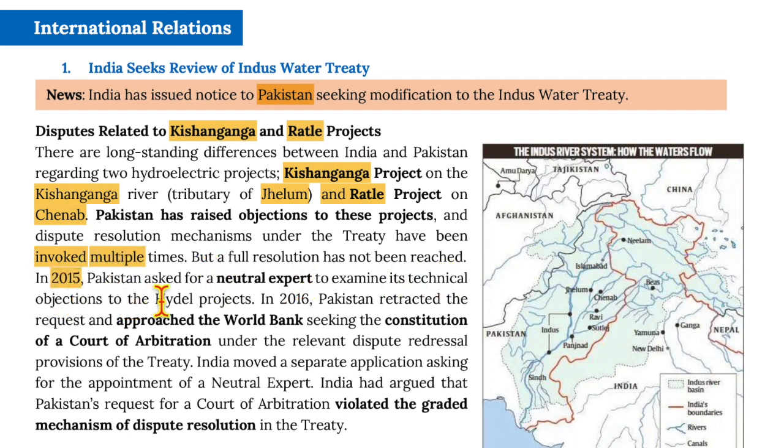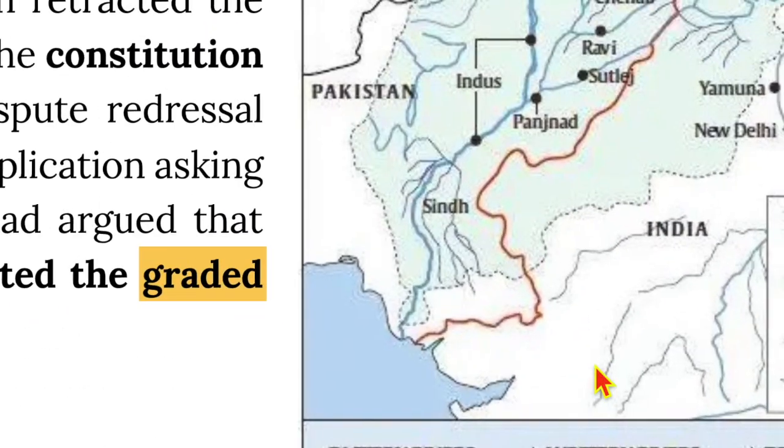In 2015, Pakistan asked for a neutral expert to examine its technical objections to the Hydel project. In 2016, Pakistan retracted the request and approached the World Bank seeking the constitution of a court of arbitration under the relevant dispute redressal provisions of the treaty. Now, India moved a separate application asking for the appointment of a neutral expert. India has argued that Pakistan's request for a court of arbitration violated the graded mechanism of dispute resolution in the treaty. So let's look at the river system.